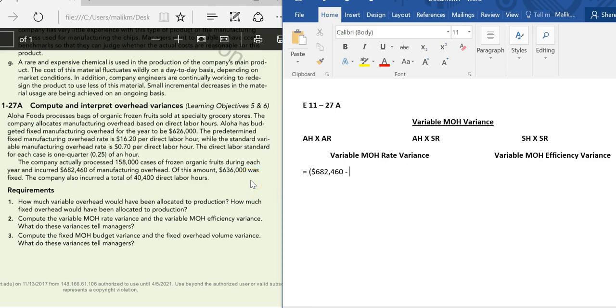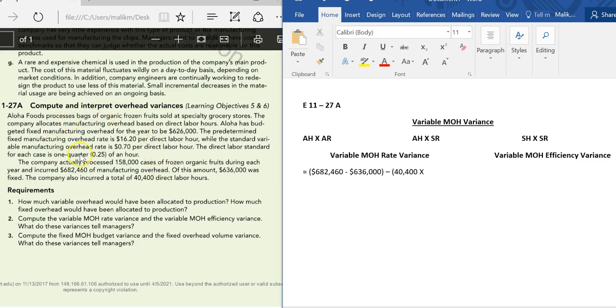Now if I take out the fixed overhead part, which is 636,000, then you will find out the variable overhead part, and of course this is the actual variable overhead. So this is basically the first box here. Now we will subtract our actual hours times standard rate. That means the second box. Now it's given here that the company incurred a total of 40,400 direct labor hours. So that means this 40,400 is the actual hours, and now we're gonna multiply it with the standard rate.